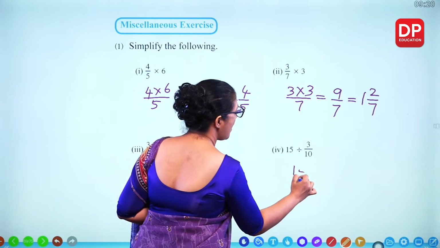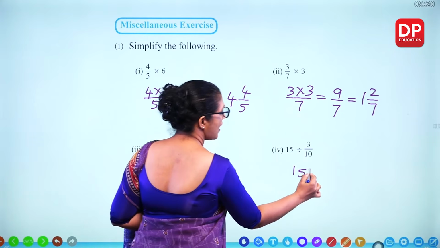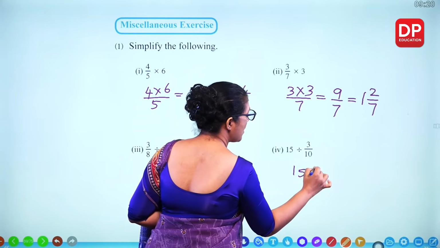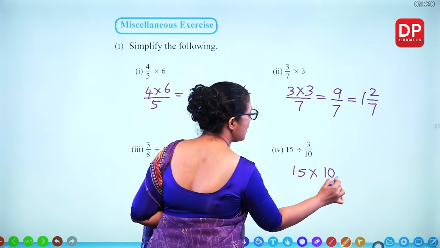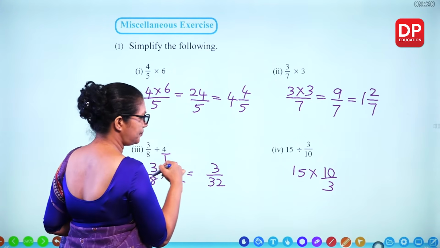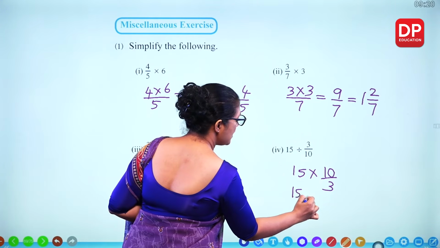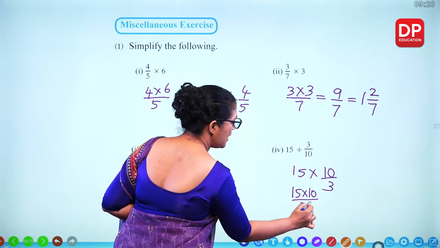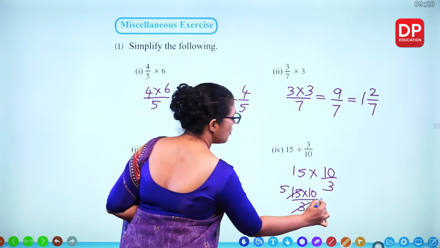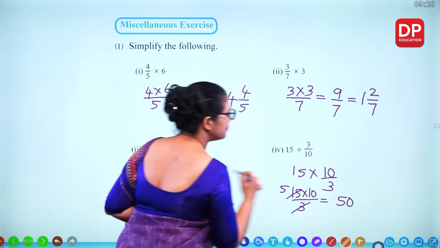15 divided by 3 over 10. You can convert to its reciprocal. Multiply by its reciprocal, 10 over 3. This means 15 times 10 divided by 3. Simplify. You get 50.